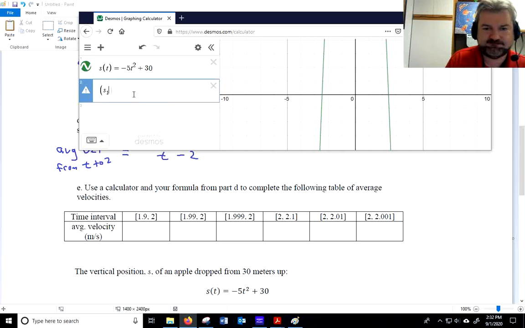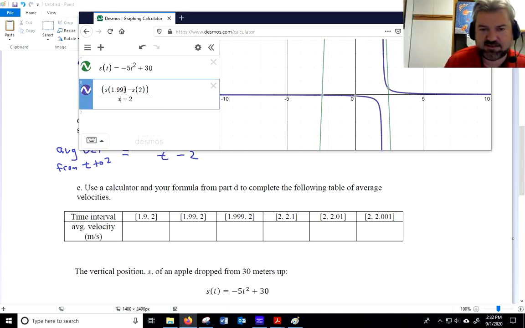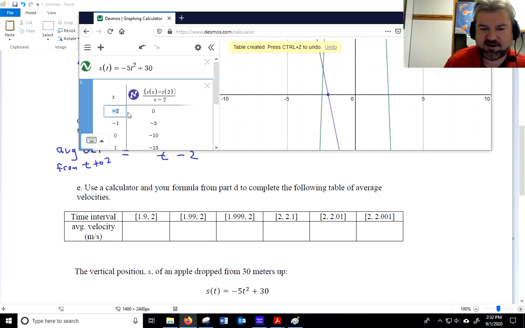And so I am going to say that this is going to be s of 1.9 minus s of 2 all over 1.9 minus 2. So that's going to make this a negative 19.5. Now, then I can change this to a 1.99, etc., and go from there. I can even make this an x, and then I can get a table of values for different values of x. So that's kind of cool, right?